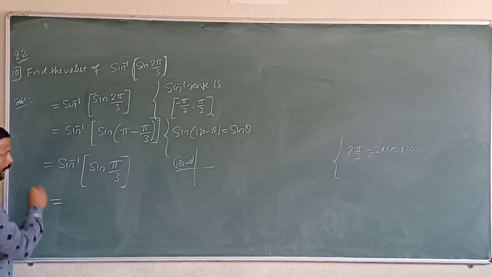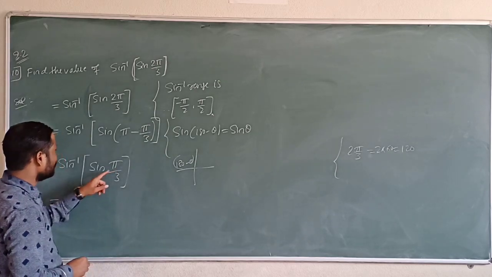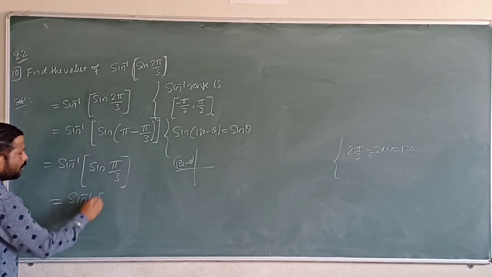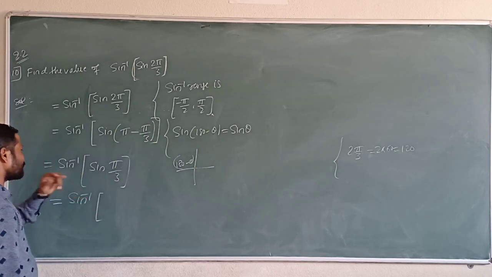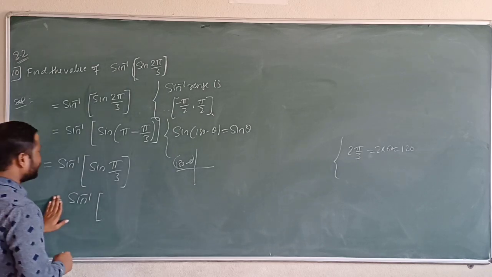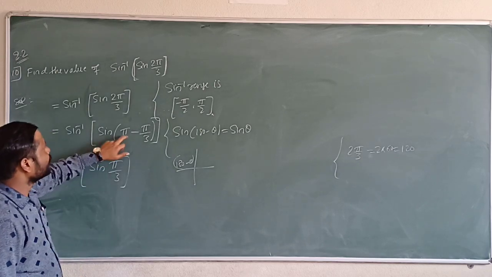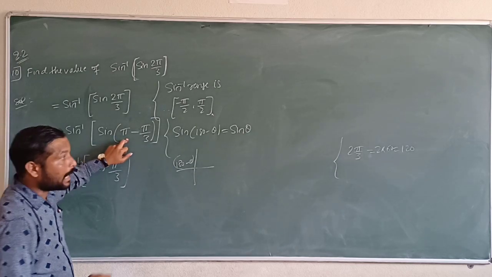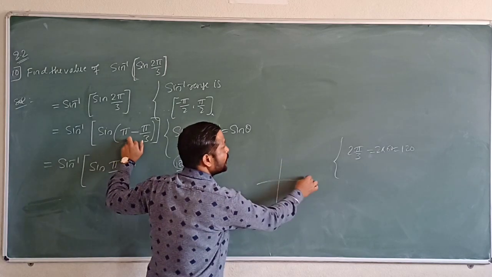Then the value is pi by 3. Take this sin inverse of sin pi by 3 value. We need the exact value, right? How to find it out here? Now, why did we do it like this? Why did we write pi minus pi by 3? Because 120 degrees was outside the range.